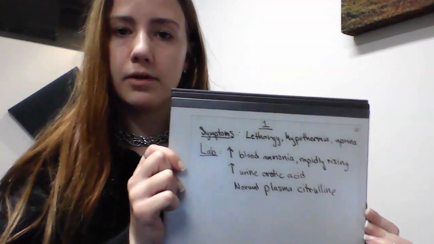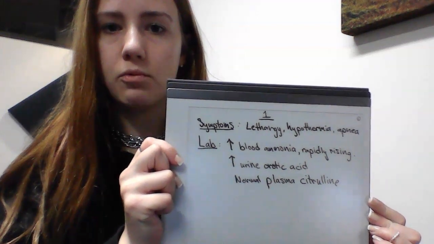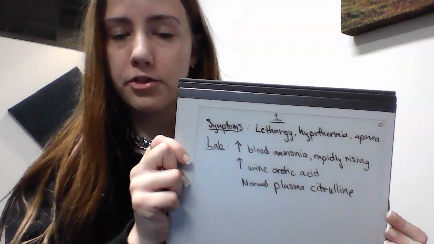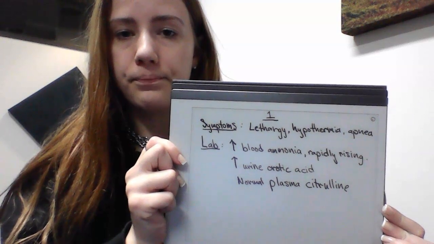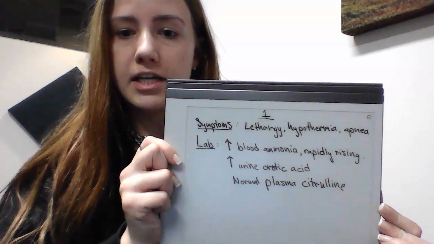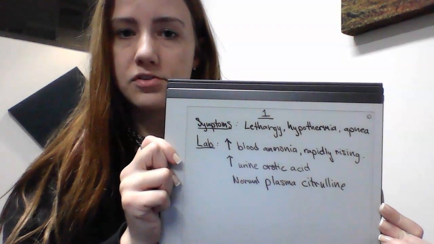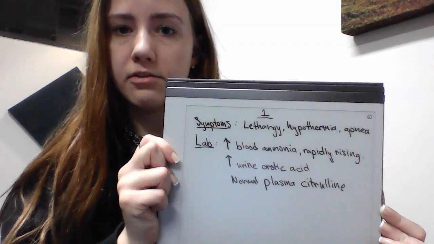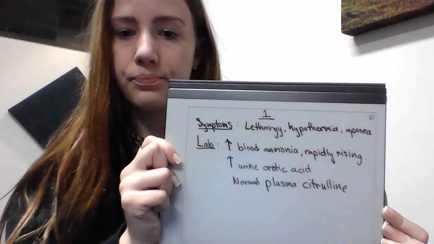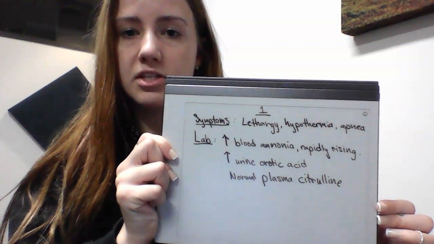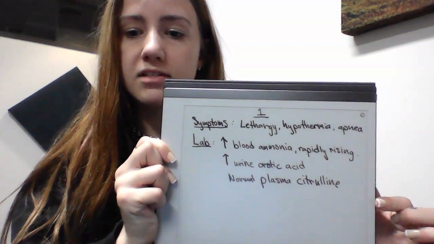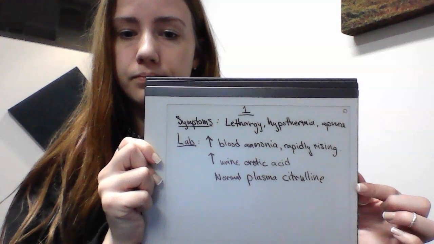So for case number 1, we had a newborn girl that presented with symptoms of lethargy, hypothermia, and apnea. Lab results showed that she had high blood ammonia that was rapidly rising, as well as high levels of urinary orotic acid. However, her plasma citrulline levels were normal.